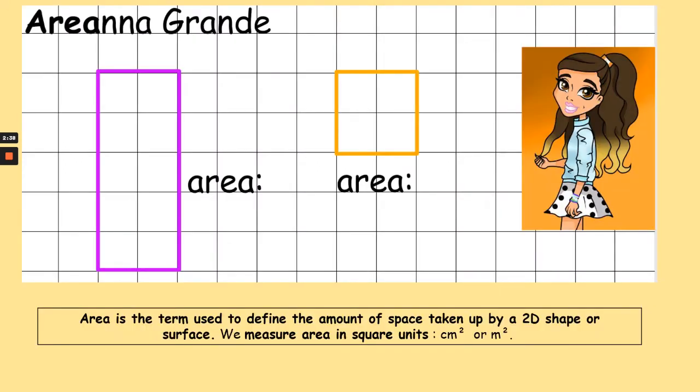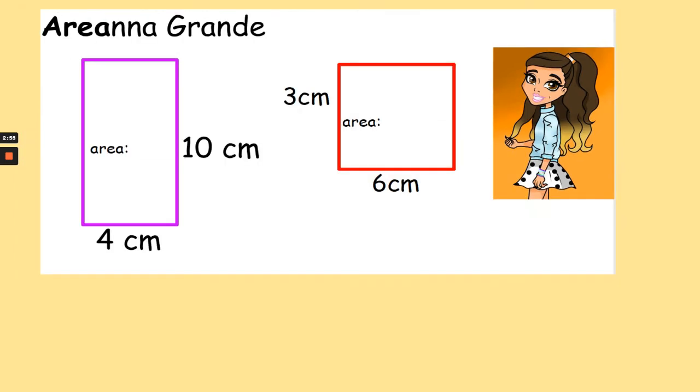Okay, moving on to area. To remind you, area is the term used to define the amount of space taken up by a 2D shape or surface. And we measure area in square units, centimetre squared or metre squared. So here I have two shapes and I want you to work out the area for them. Pause the video now to work out your answer.